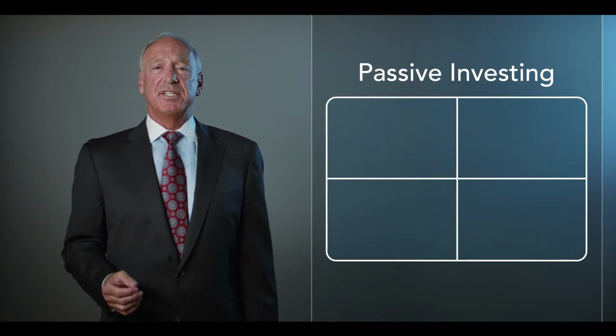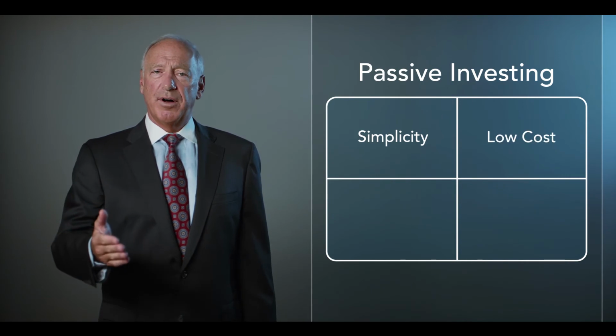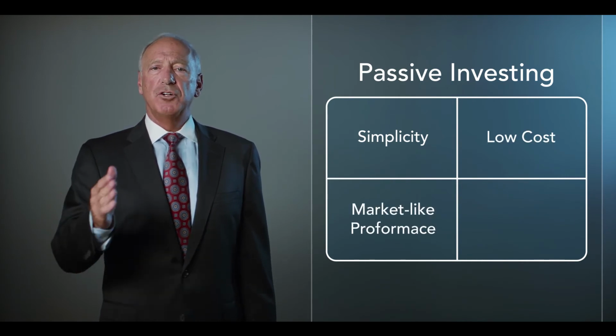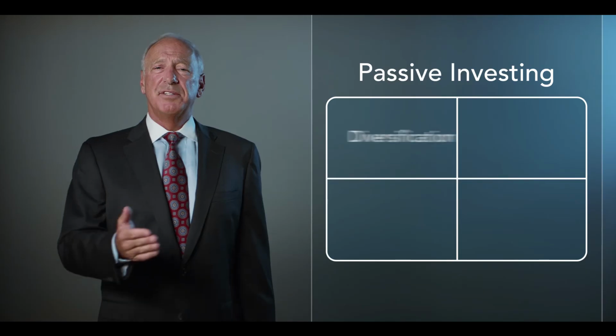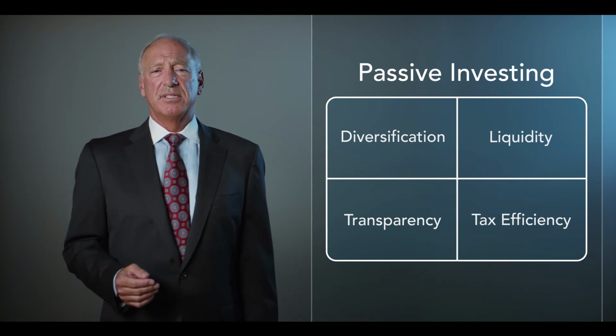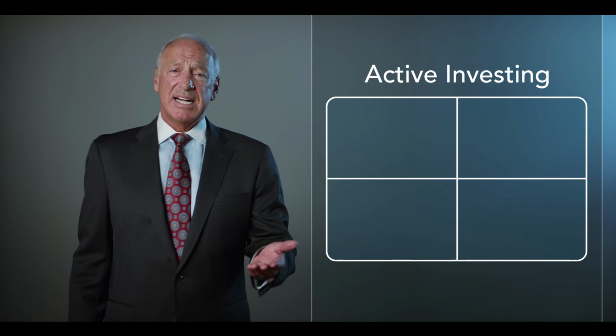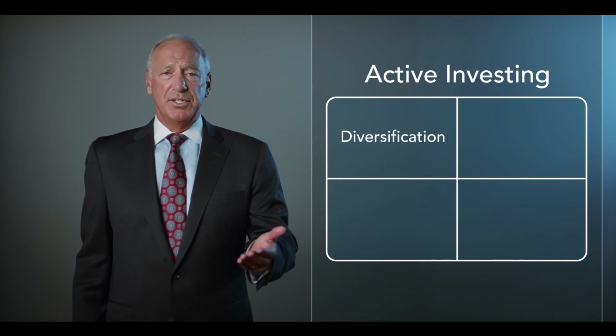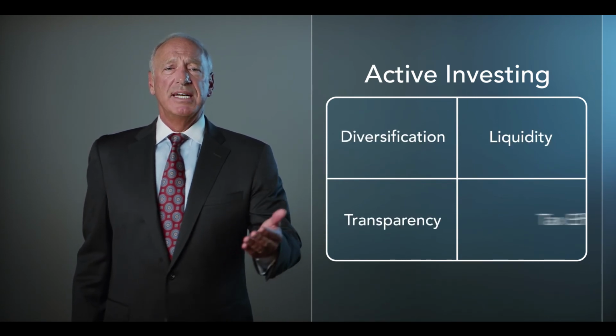Consider, for example, all the advantages of passive investing: simplicity, low cost, market-like performance, no discretion. But you don't have to stop at four. There are more: diversification, liquidity, transparency, tax efficiency. Then consider the advantages of active investing: diversification, liquidity, transparency, tax efficiency. And maybe human discretion isn't such a bad thing. Perhaps not everyone wants to settle for average and would like the opportunity to outperform.